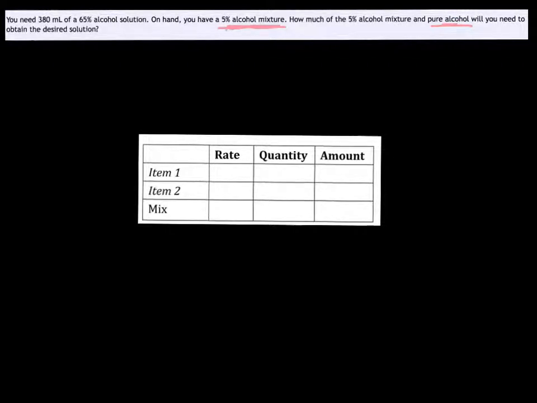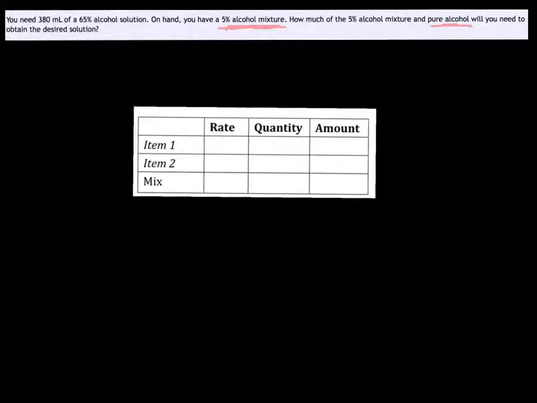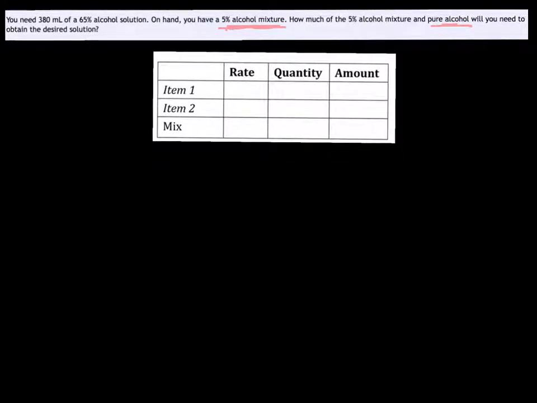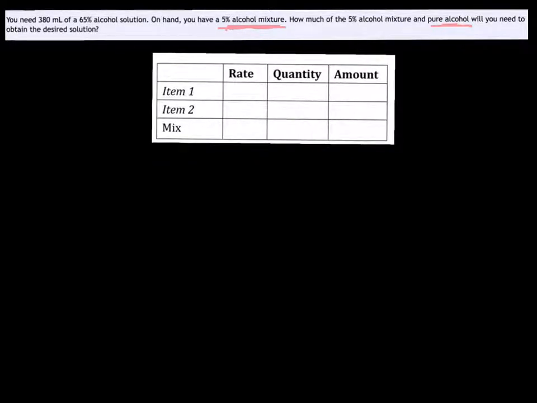I use this handy dandy chart here to organize my information. You definitely don't have to. I just find this makes life a lot easier. What we're going to do is take the information above and fill out the information that we have. Item 1 and item 2 are the two things that we're mixing together. In this case, it's 5% alcohol and pure alcohol.